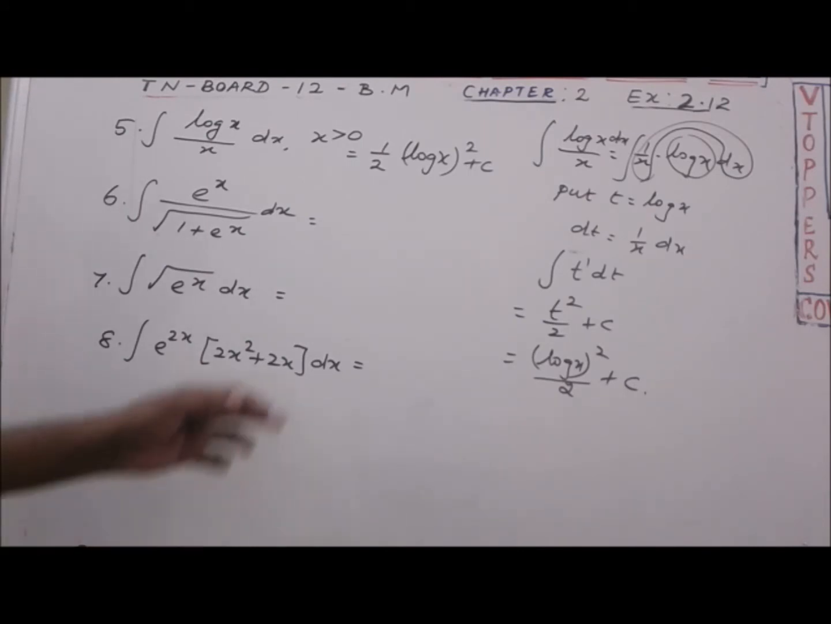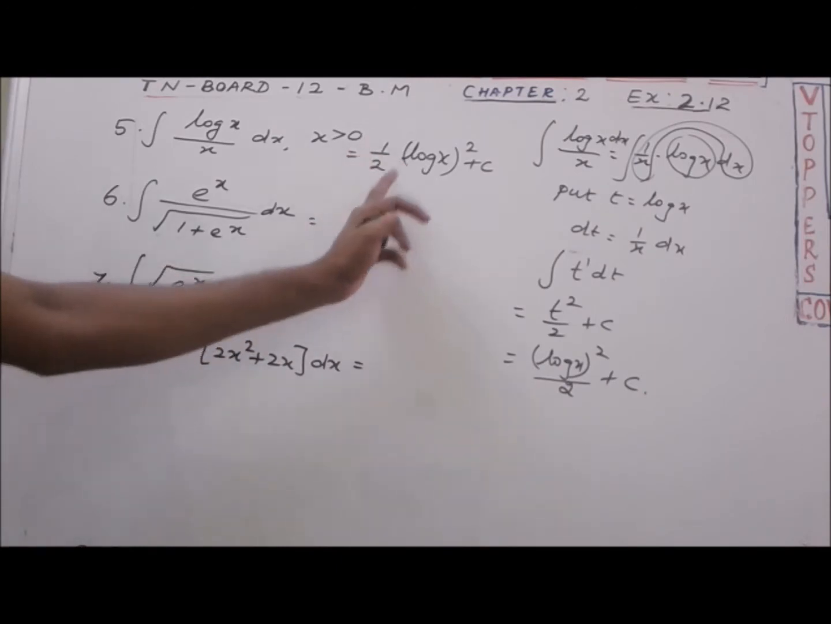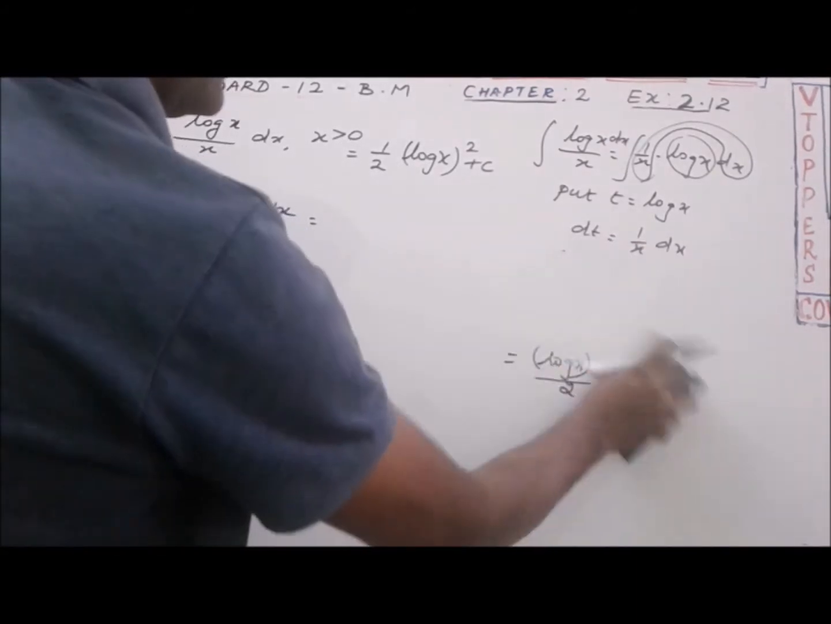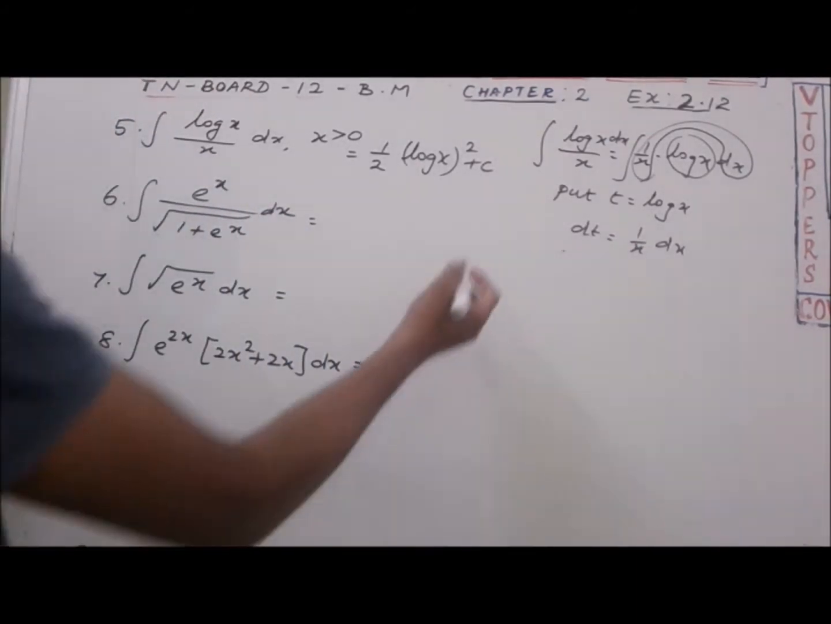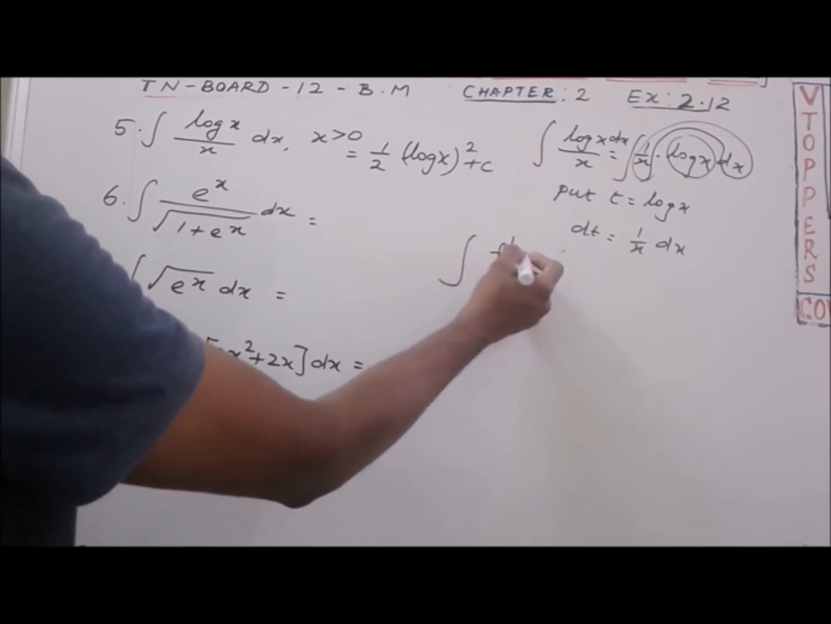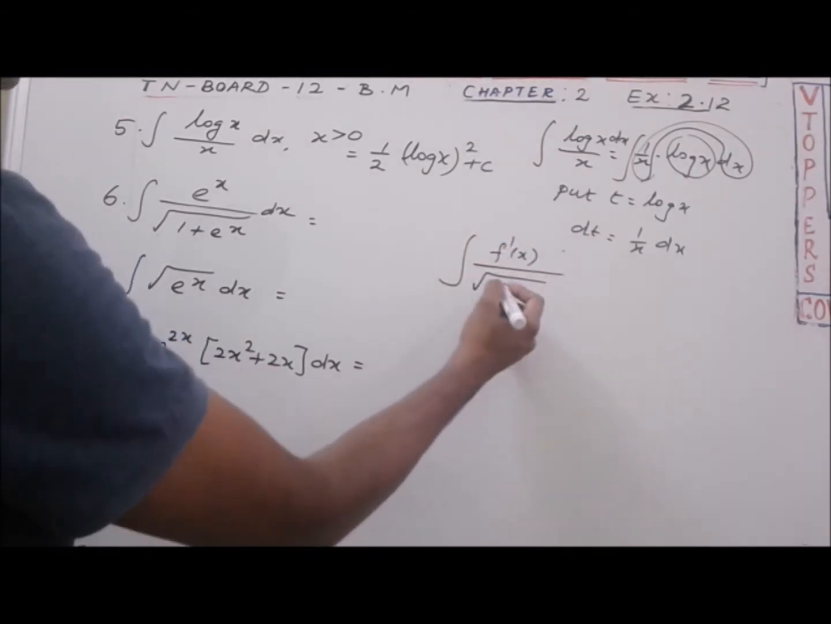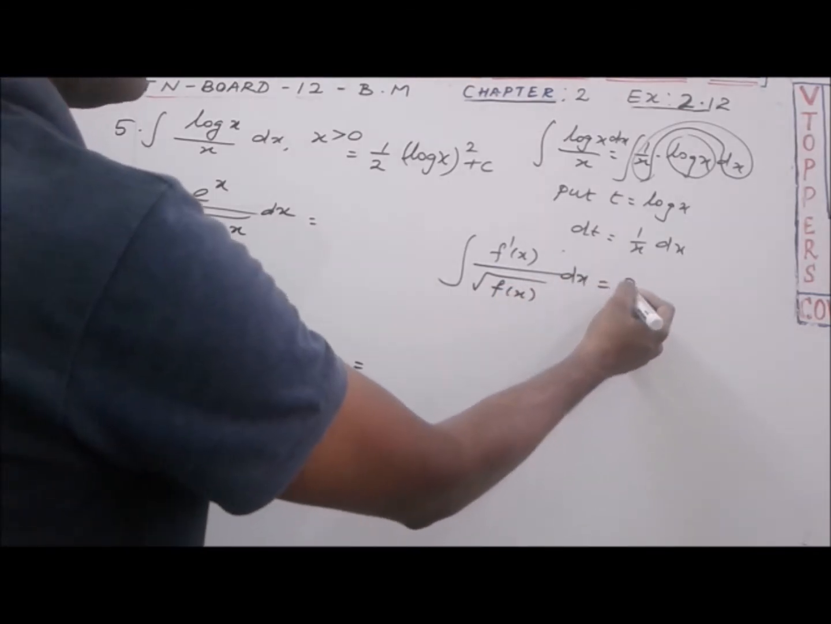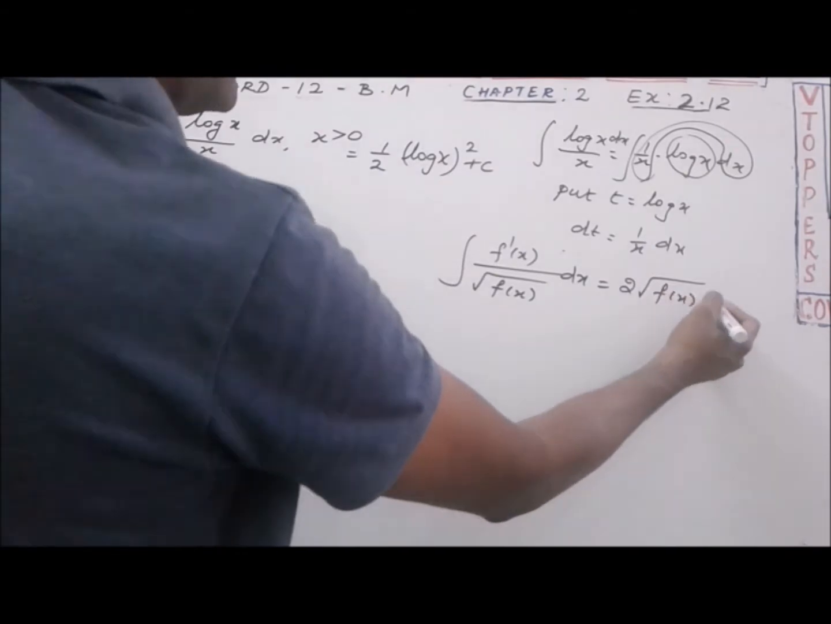Now in our textbook, option A is correct: 1 by 2 (log x) whole square plus c. Now question number 6: integral e power x divided by root of 1 plus e power x dx. Here we have another formula: integral of f dash of x in the numerator, and root of f of x in the denominator, dx, we have the formula 2 times root of f of x plus c.